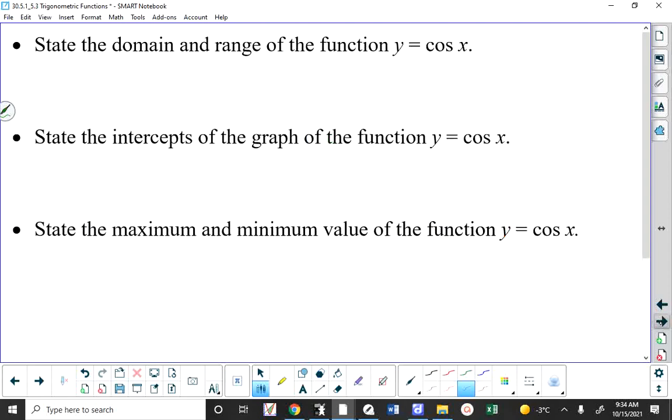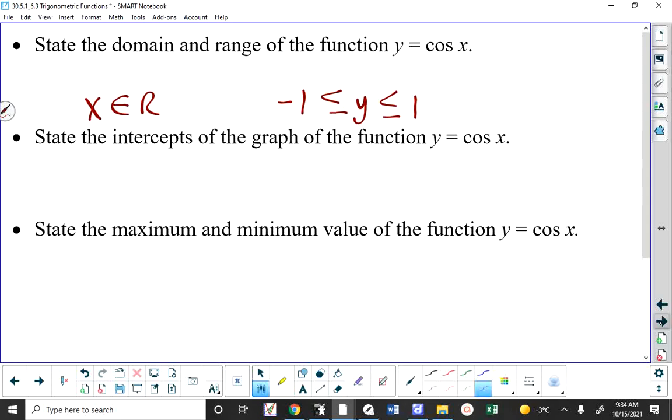Okay, so let's answer these questions. What's the domain and range? Well, the domain is x. The rotation angle is any real number. The range is -1 is less than or equal to y, which is less than or equal to 1. And again, you could write -1 is less than or equal to cosine of x, which is less than or equal to 1.